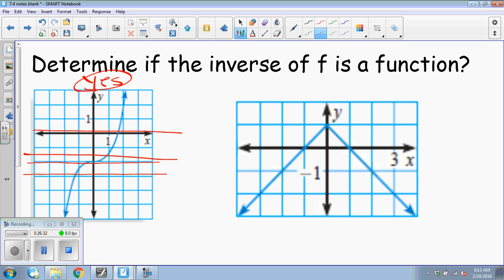Now, for the second one, first of all, let me ask you this. Is it a function? It is a function. I can do a vertical line test and it passes. Is its inverse a function? Okay. No. It fails.